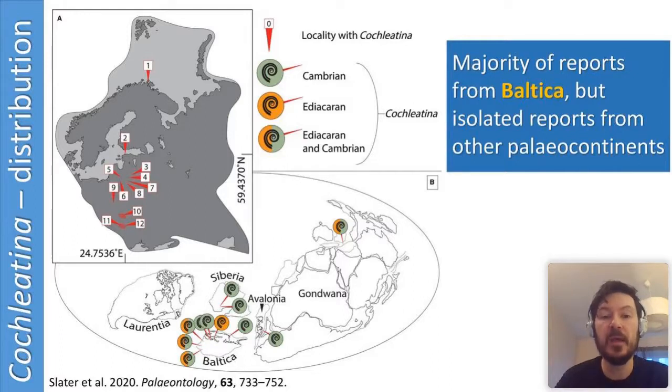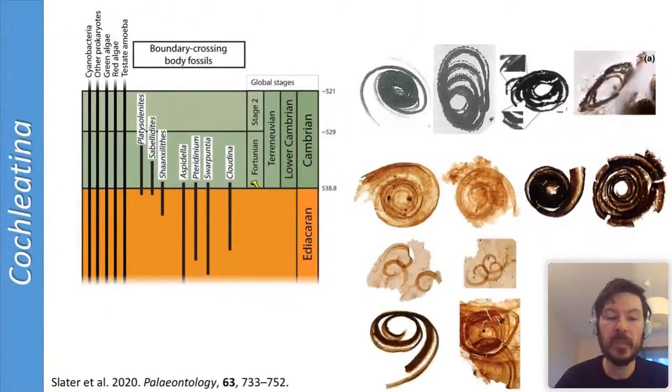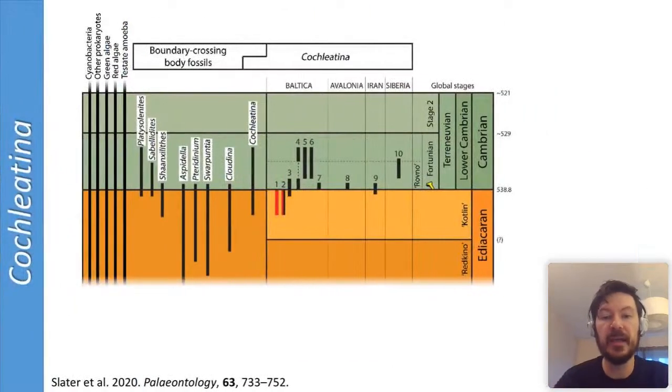You can see that up in the left here. But there are also scattered reports from Siberia and from Perigondwanan terrains, showing that Cochleatina was likely globally, or at least very widely, distributed in the late Ediacaran. And further, when we combine all these isolated reports and plot them stratigraphically, a very distinct pattern emerges. It's clear that Cochleatina ranges well across the Ediacaran-Cambrian boundary. In fact, when you compare it to other Ediacaran survivors, it's one of the only taxa with a complex morphology that spans a substantial portion of the late Ediacaran and also ranges well into the Fortunian.